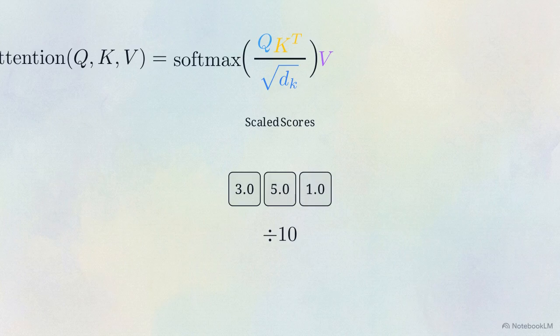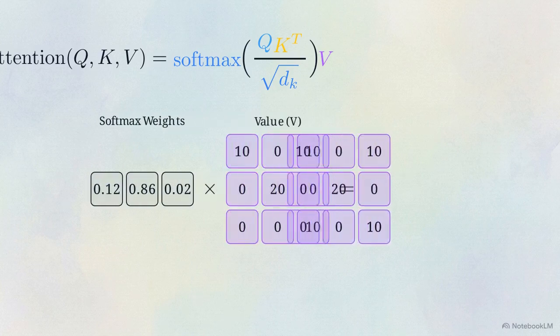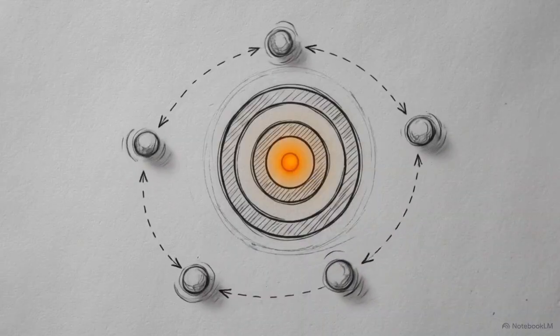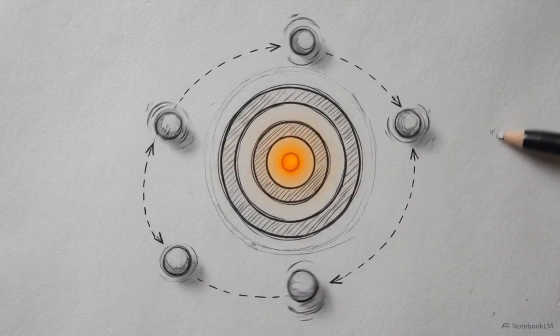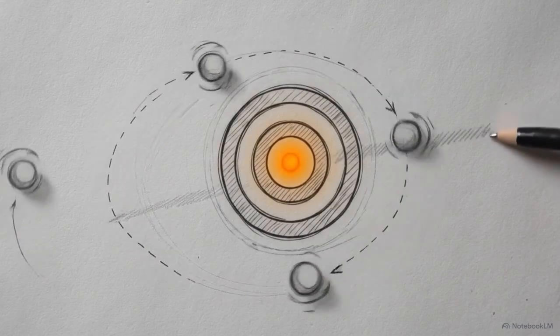This scalar is divided for numerical stability, then normalized by a softmax function into percentages. Finally, these multiply against value vectors, summing into a single output. This summed output is the contextually shifted vector for the target token. Its coordinate has been successfully altered by the gravity of the sentence.